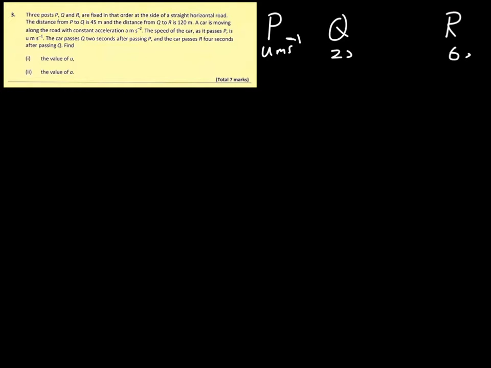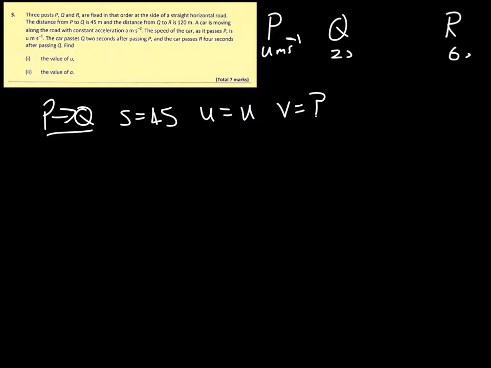So let's look at P to Q first. If I look at P to Q, the distance is 45 meters. The initial speed is U. Final velocity, I don't have a clue what speed it's doing as it's going through Q. Its acceleration we don't know, but the acceleration is constant for the whole motion, so it's going to equal A. And I know that time was 2 seconds. Here comes the tricky bit. We've got to figure out what we want. The giveaway is that you don't want V in it. We don't know anything about the velocity here or here.